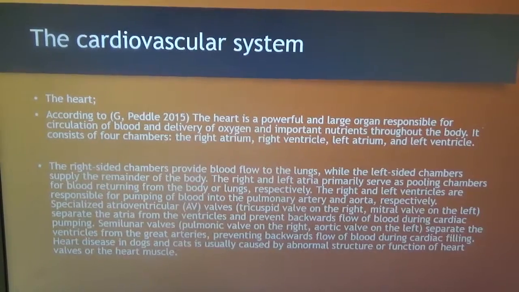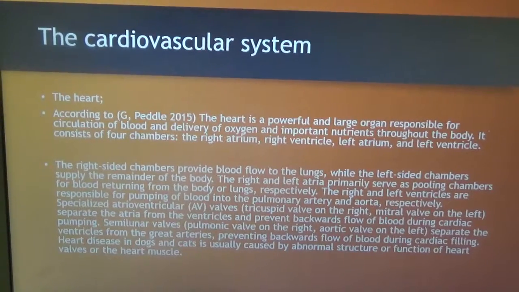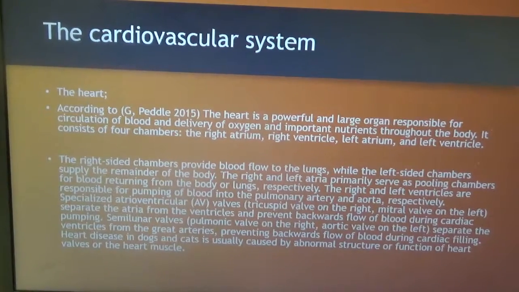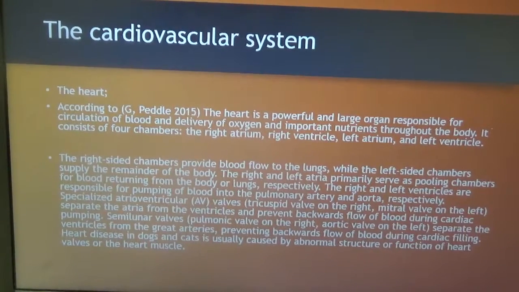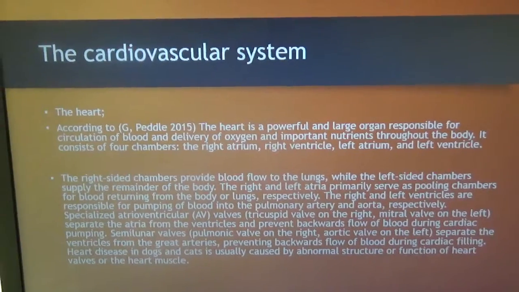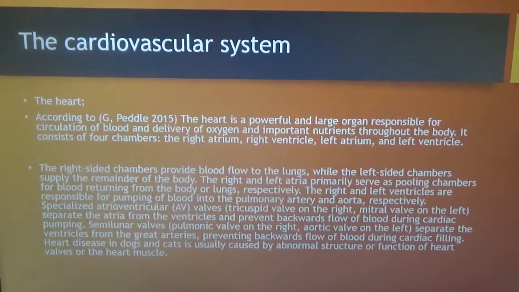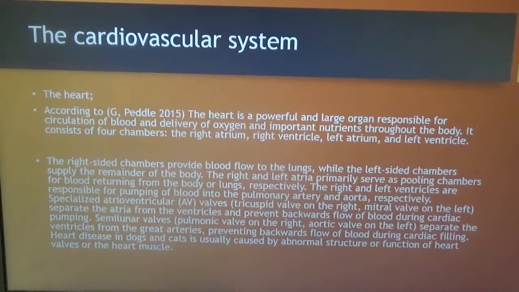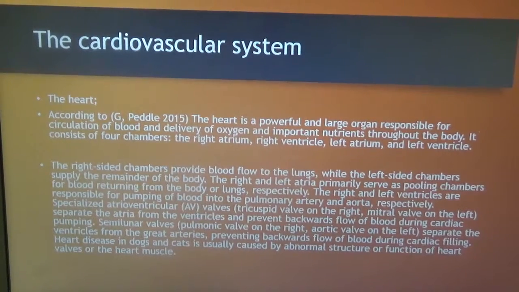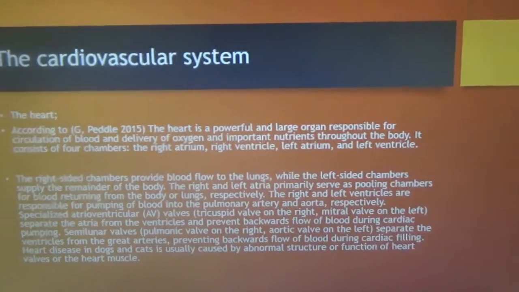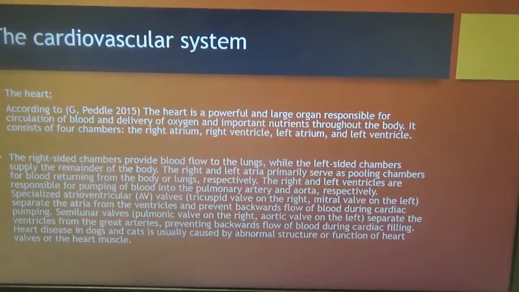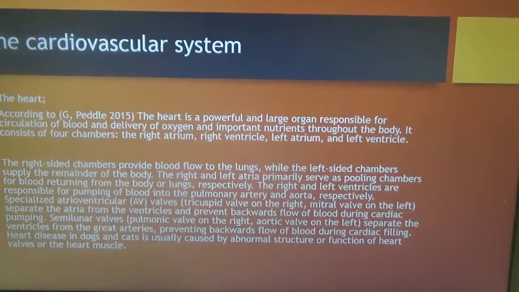The right and left atria serve as pooling chambers for blood returning from the body or lungs respectively. The right and left ventricles are responsible for pumping blood into the pulmonary artery and aorta respectively. Specialised atrioventricular valves separate the atria from the ventricles and prevent backwards flow of blood during cardiac pumping. Semilunar valves separate the ventricles from the great arteries, preventing backwards flow during cardiac filling.